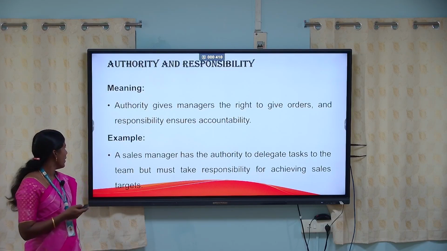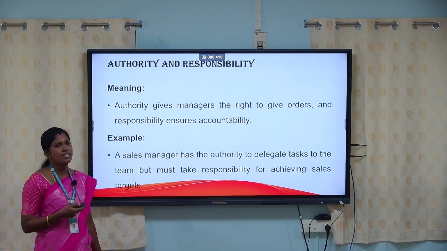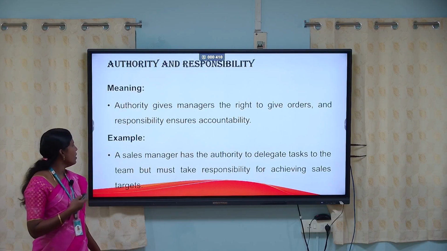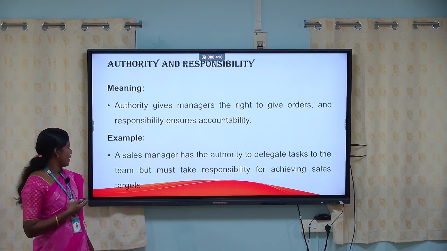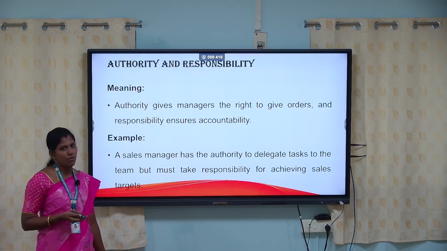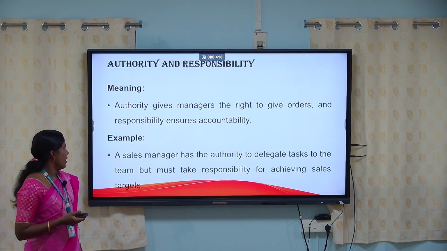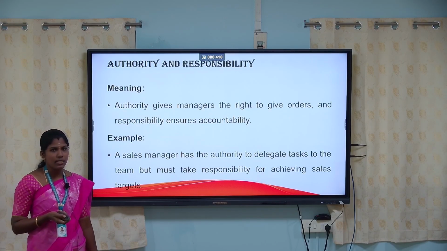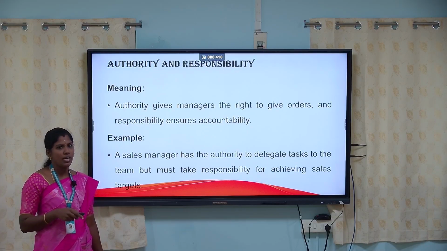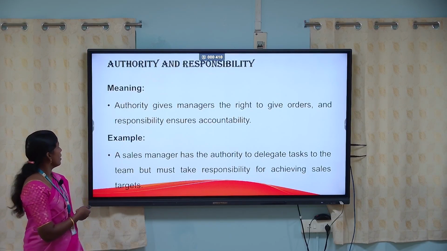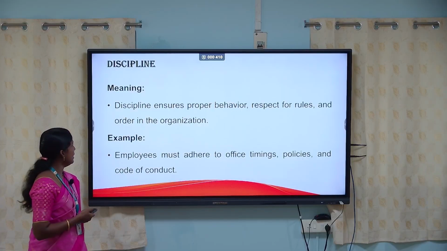They ensure that. The next example is, a sales manager has delegated the authority, the task to the team, but must take responsibility for achieving the sales target. Okay, they are not only delegating the task, they also hold the responsibility for the sales target. Next slide, discipline.